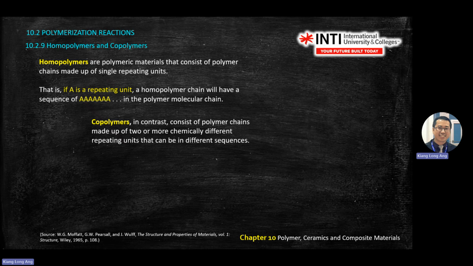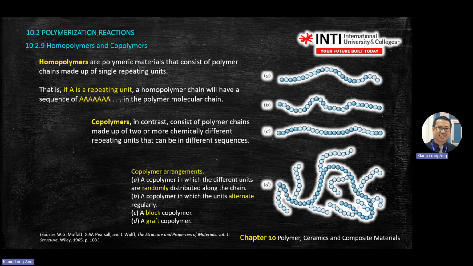Homopolymer, homo means same, like Homo sapiens is human. So homo means same, they are repeating the same unit, A. Copolymer can be A, B, C, D like that. You see the color changing, dark blue, light blue, and so on, so this is non-consistent. Then another one, AB, AB, AB like that, is also called a copolymer.